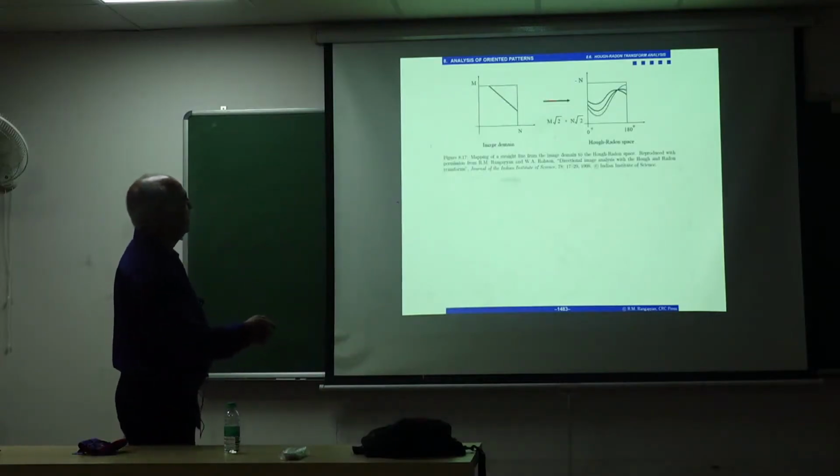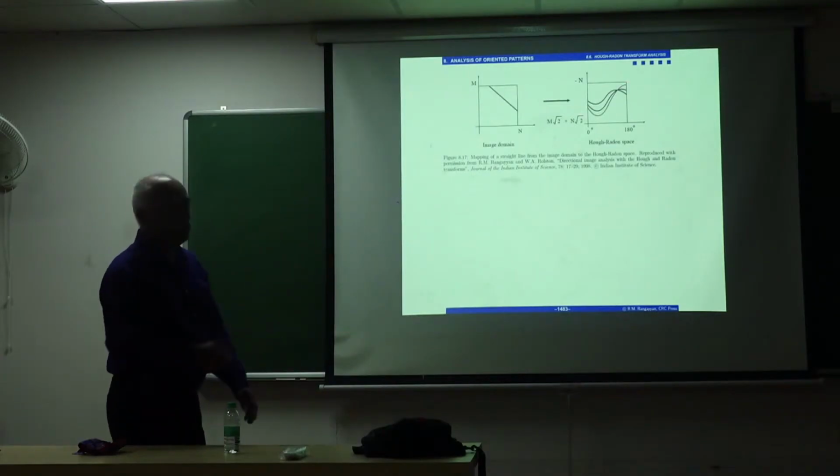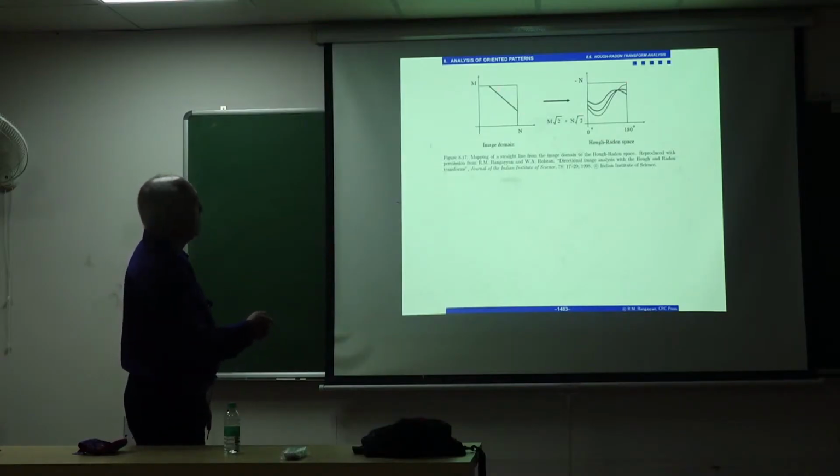So a line here gives you a bunch of sinusoids like you have seen before. And the incrementing is done by the intensity.